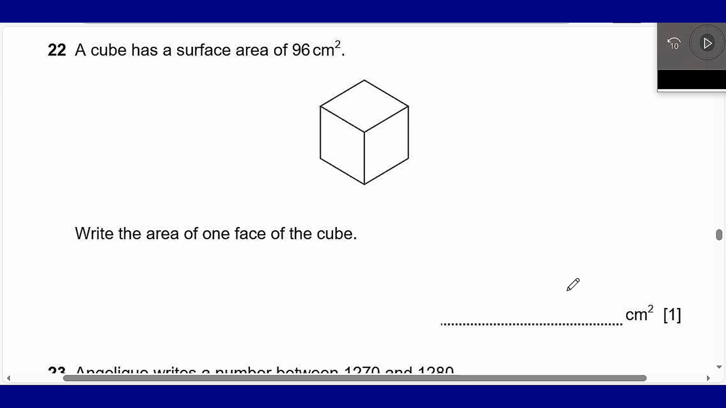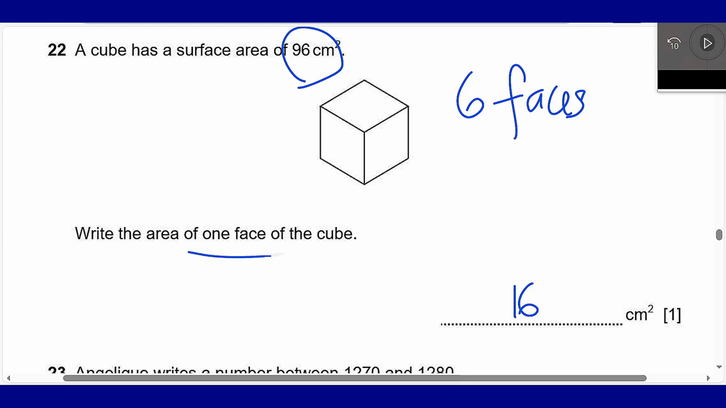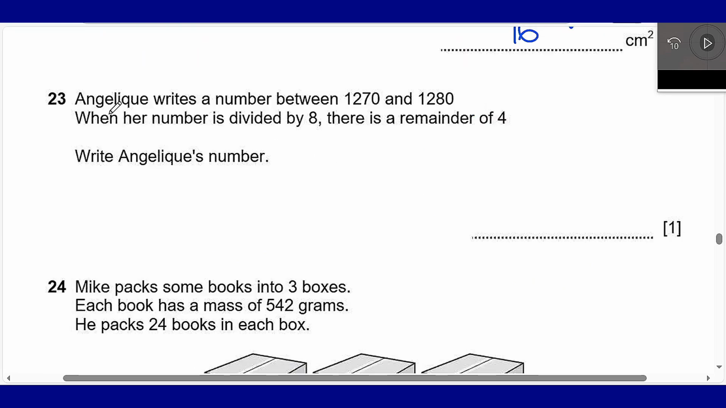Okay guys, are you done with your answer? So the correct answer in here will be 16. So the question is, how do we get 16? 96, and the cube has 6 faces. So now to get one face is 96 divided by 6, that is equal to 16. Okay, let's move on. Let's take a look at number 23.